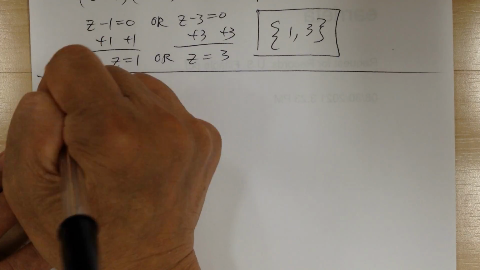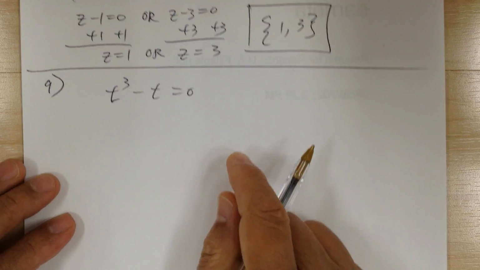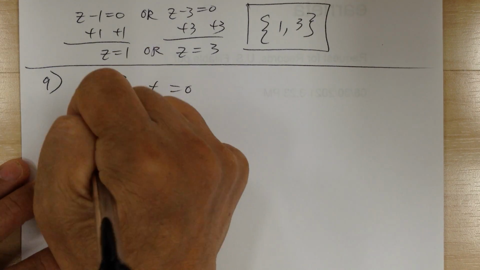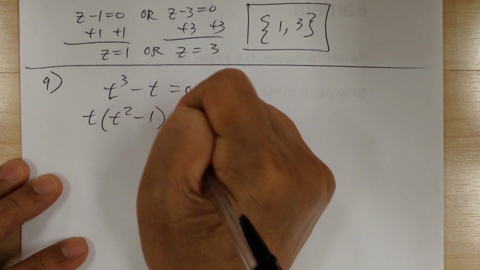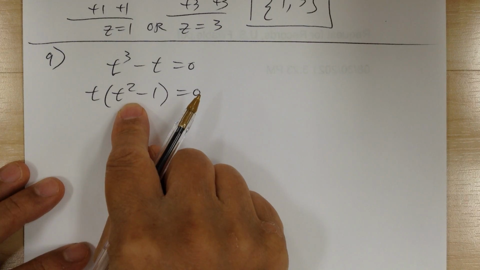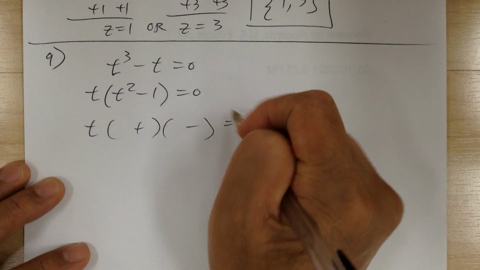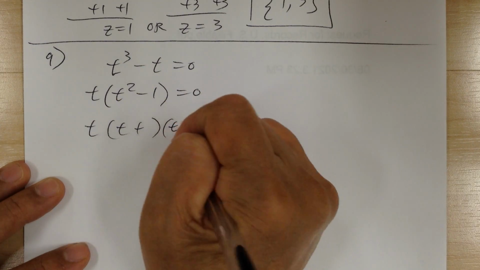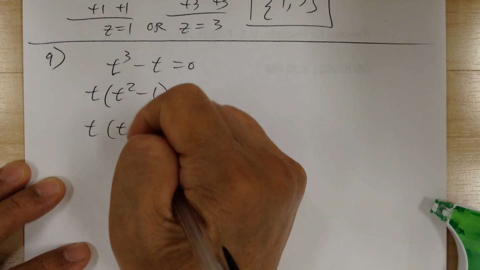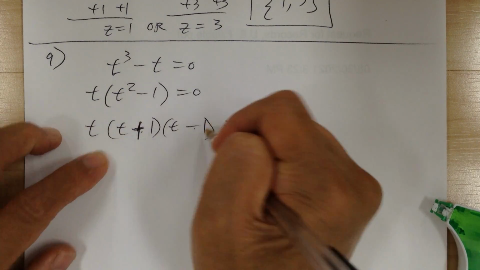Okay, next one. Okay, you got t³ - t = 0. Okay, so again, first make sure this is equal to 0. Next, make sure this is factored. So let's go and factor out the t. So that's your step 1. Then the 2 terms, you have to do step 2a. Okay, so this becomes t times (t² - 1), and that factors into plus and minus 1, 1, right?